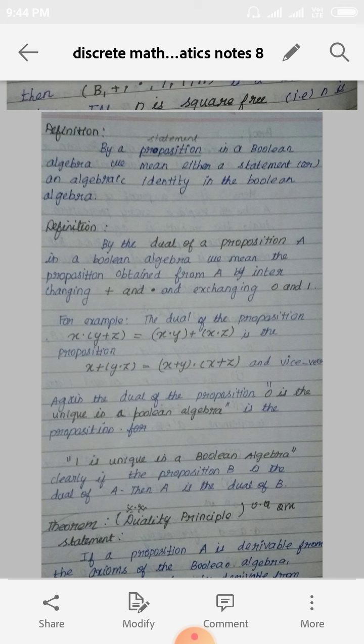Theorem, duality principle: if the proposition A is derivable from the axioms of the Boolean algebra, then the dual of A is also derivable from those axioms. This is called the duality principle of the Boolean algebra. Learn the definitions, girls. They are very easy definitions only. Just go through all the definitions. Right. Let us see the theorem.